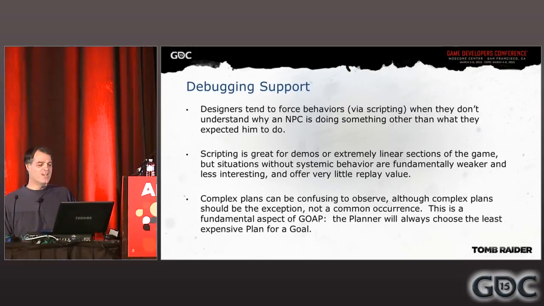Complex plans can be confusing to observe. That's why they need to communicate. But complex plans are the exception, not a common occurrence. This is a fundamental aspect of GOPE. As Peter was saying, the planner always wants to choose the least expensive plan for a goal.